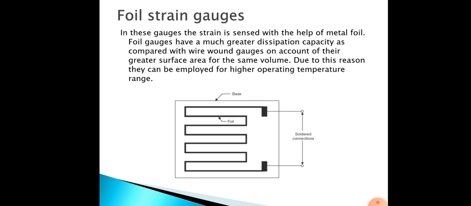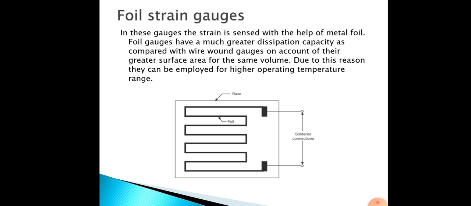Okay. Then here you can see the typical foil gauge. The characteristics of foil type strain gauge are similar to those of the wire wound strain gauges. Okay, only what, the same as that of wire wound strain gauge. The resistance value of the foil gauges which are commercially available is between 50 to 100 ohm. The advantage of foil type strain gauge is that they can be fabricated economically.